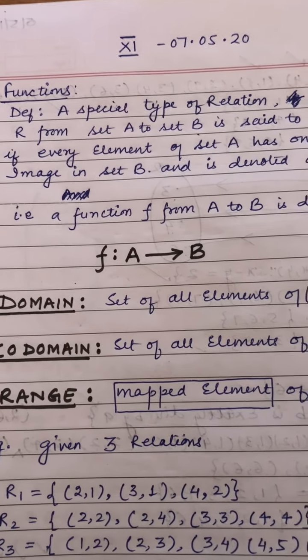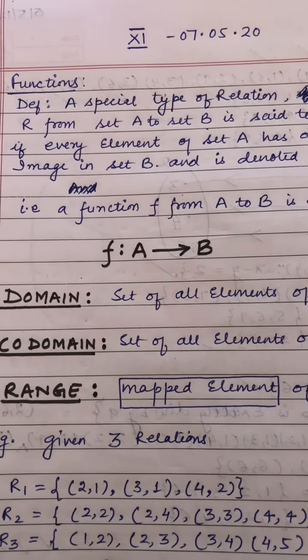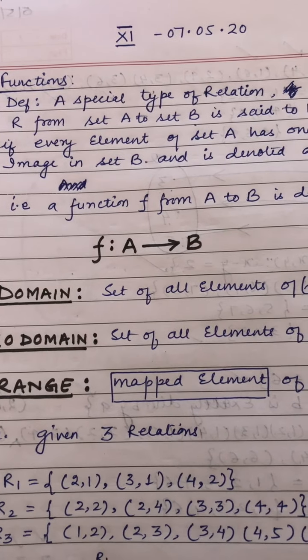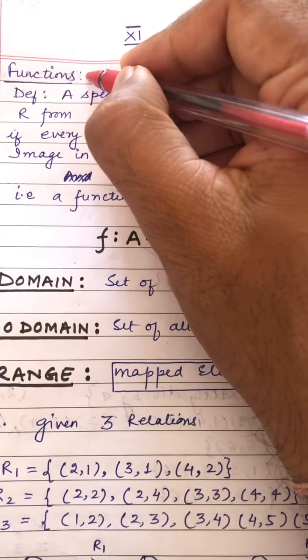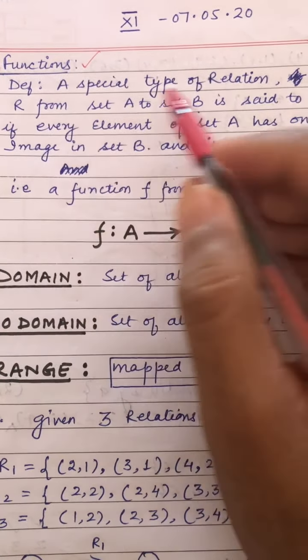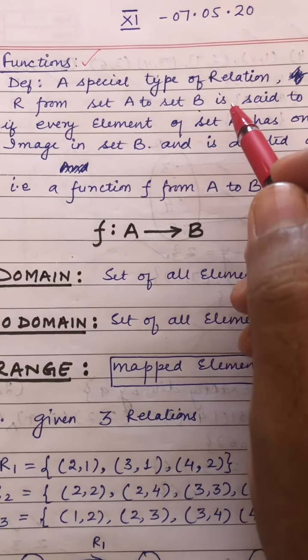Now, in the previous class, we have studied about relation. What is a relation? How to find out its domain, range, and codomain. Now, today we'll study function. Now, what is a function? A function is also a special type of relation, but it should follow certain conditions.